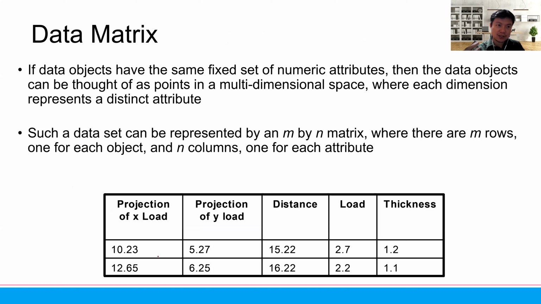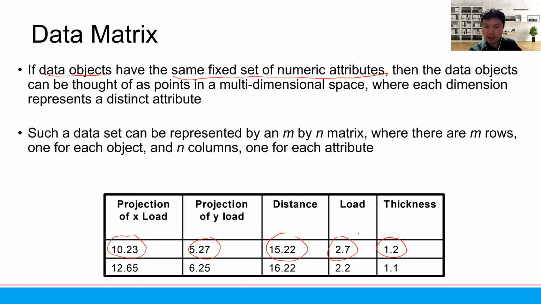So what is data matrix? In the data matrix, it means it is the data object. If you still remember, last time we learned about the data object. And the data objects have the same fixed set of numeric attributes. It means we have the numeric, like this one. So the number is fixed, and we can say this is multidimensional.